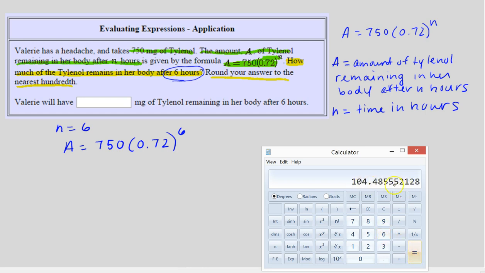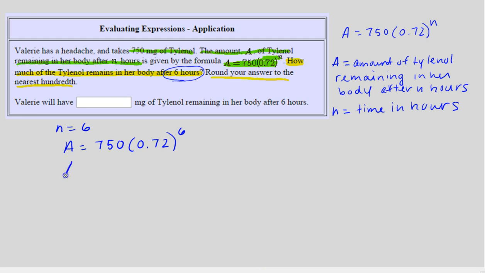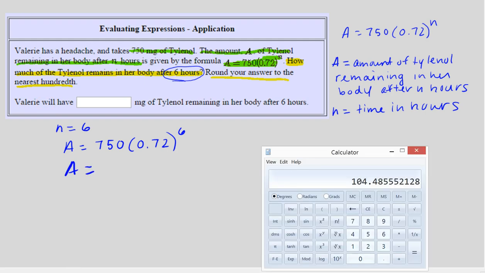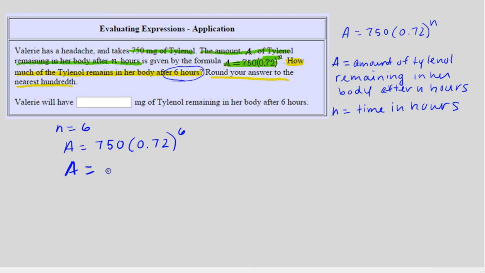And now I have my results, and now I'm going to go back and they say round your answer to the nearest hundredth. So I'm going to round to this place value right here. Since 5 is 5 or higher, I'm going to round up. And we have 104.49.